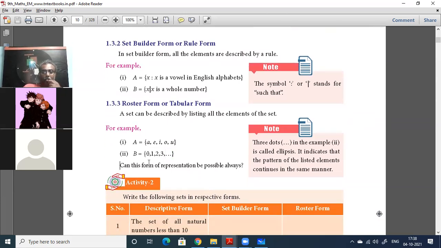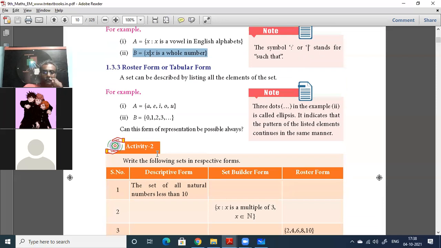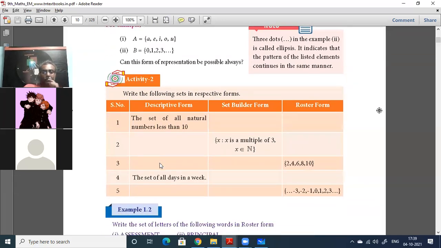Then you are asking the question, can this form of representation be possible always? Maybe not. Roster form is not always possible, so sometimes you have to use set builder form only. Sometimes even the descriptive form may not be enough, as it is not clearly defined, but the set builder form will be clearly defined. Okay, now activity 2 is important: convert from descriptive form, set of all natural numbers less than 10. I'm going to see whether you can give meeting control.